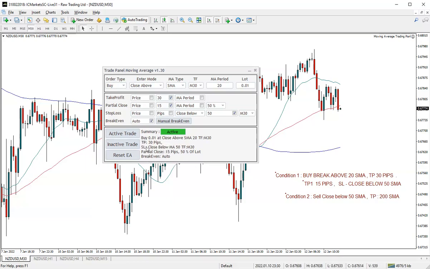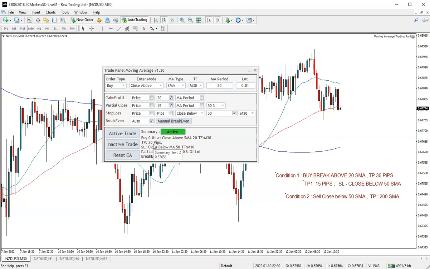about the settings which you inserted and what it is going to do. It is going to buy zero point 0.1 at close above 20 SMA in 30-minute time frame. TP1 is 30 pips, and SL is close below 50 MA in 30 minutes. Partial close is 15 pips, which will close 50% of lot. So if you think some setting is wrong or you forgot something, you can cross check from here, and you can be sure that all settings and everything inserted is correct.